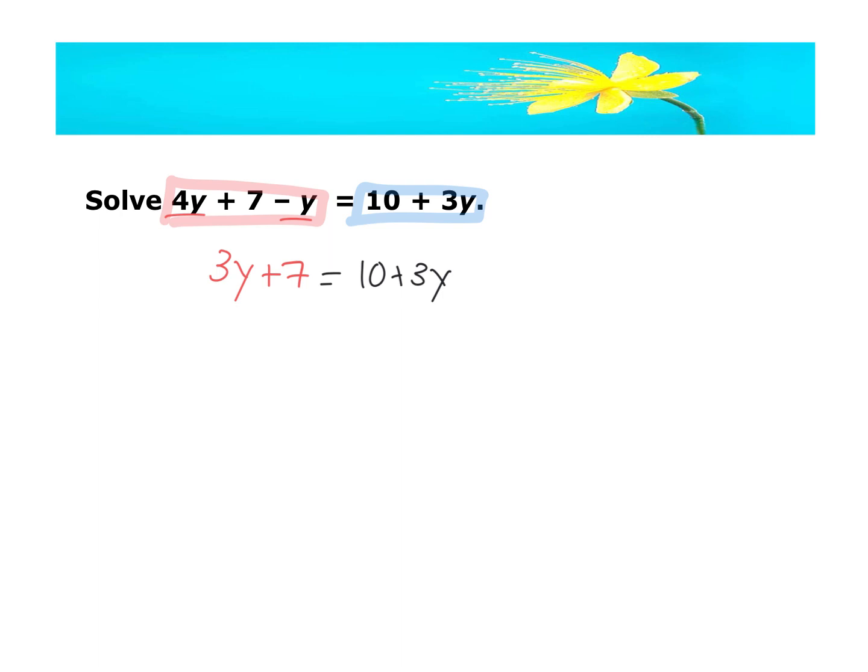I also cannot do anything to the blue side. Since I can't do anything to the blue side, I just went ahead and wrote it down. Now, I am going to subtract the 3y on both sides, and they happen to cancel again. And we get 7 is equal to 10. Again, since 7 is never equal to 10, we can say that this is a no solution. And that will be your answer.